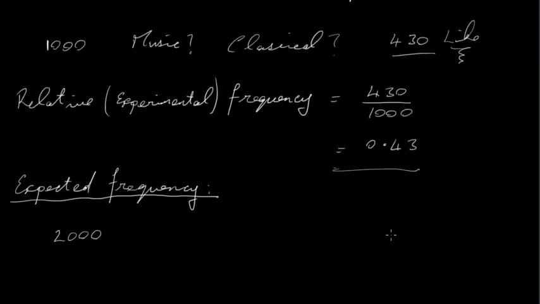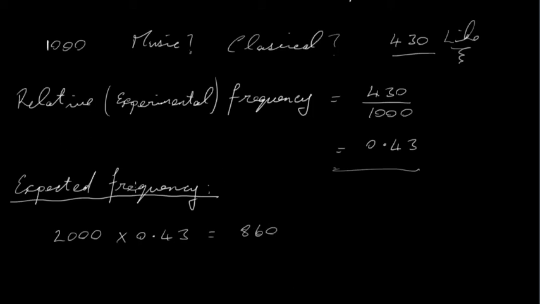And we can use this to determine that. So what I would do is just simply multiply that by 0.43, and that will give me my expected frequency. How many people I would expect out of this 2,000 people to like classical music. So that's going to be 860.